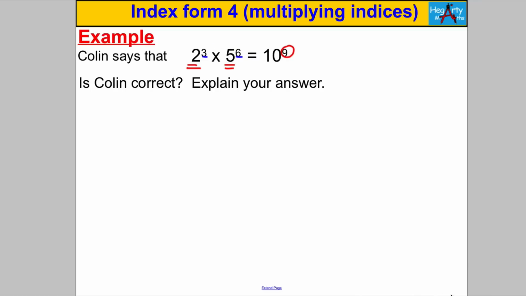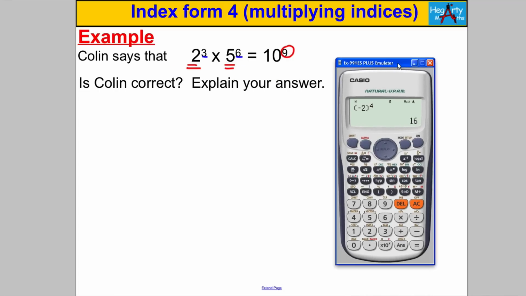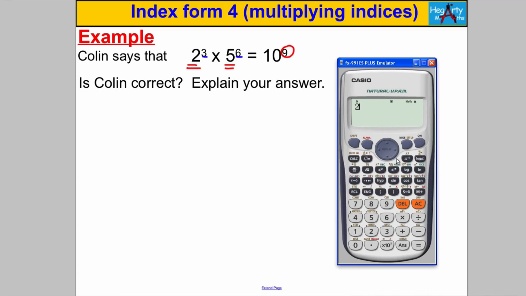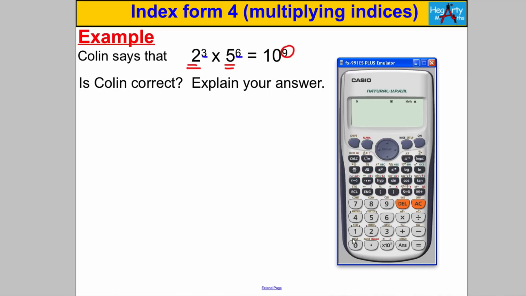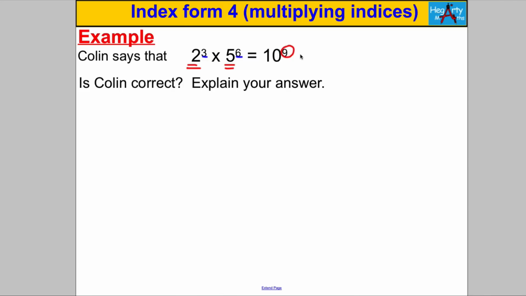Let me just get the calculator to prove to you that that's not going to work. 2 cubed multiplied by 5 to the power of 6 gets us 125,000. Now clearly 10 to the power of 9 is not 125,000. Let's just show you. 10 to the power of 9 is a massive number there. So you are definitely not allowed to do that.